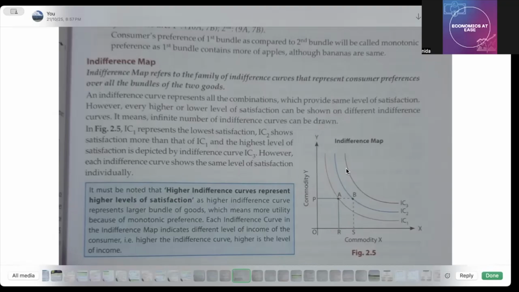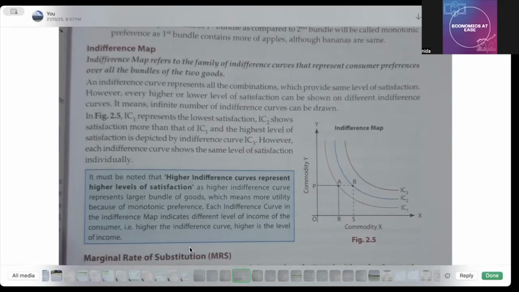लेकिन IC3 पे क्या हो गया? y की कमोडिटी और ज्यादा बढ़ जाएगी, और x वाली कमोडिटी IC3 पे भी ज्यादा बढ़ जाएगी, राइट? तो सेम लेवल ऑफ सेटिस्फैक्शन इंडिविजुअली ज्यादा बढ़ रहा है. Each indifference curve in the indifference map indicates a different level of income of the consumer. That is, the higher the indifference curve, the higher is the level of income.